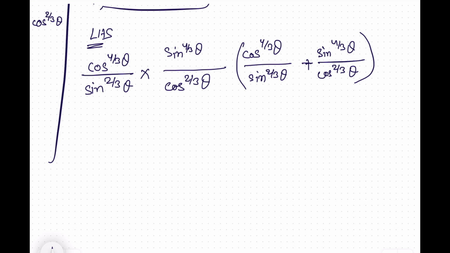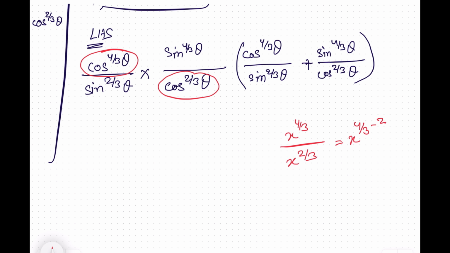So here, what will I do? Look here. I've changed the color to make you understand. This is 4 by 3 and this is 2 by 3, right? So suppose something is a power. Let it be, for example, x to the power 4 by 3 and x to the power 2 by 3, right? What can we write? We can write x to the power 4 by 3 minus 2 by 3. Let's take an LCM. So this is 3, right? 4 minus 2, it's going to be x to the power 2 by 3, correct?